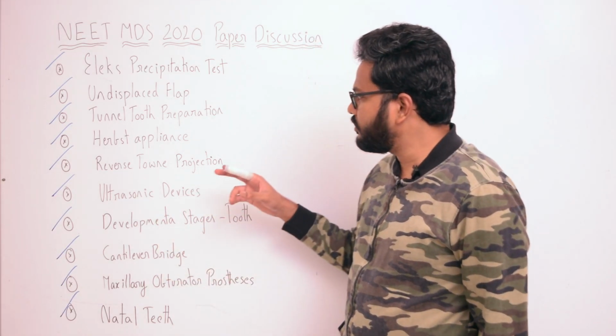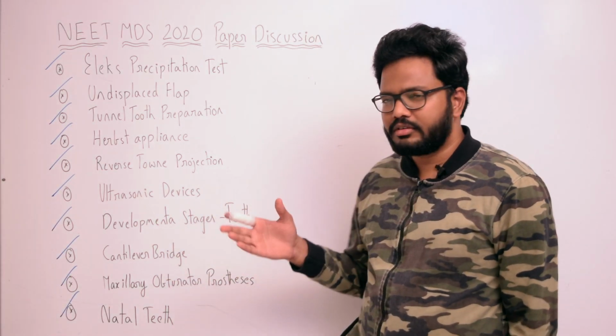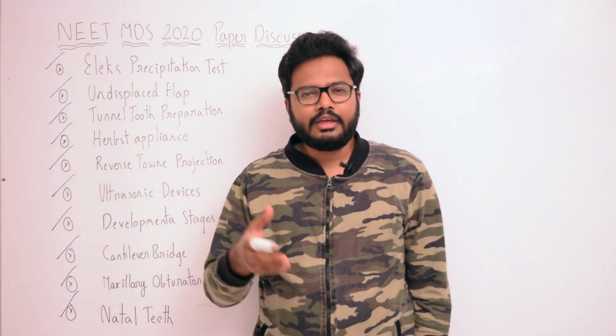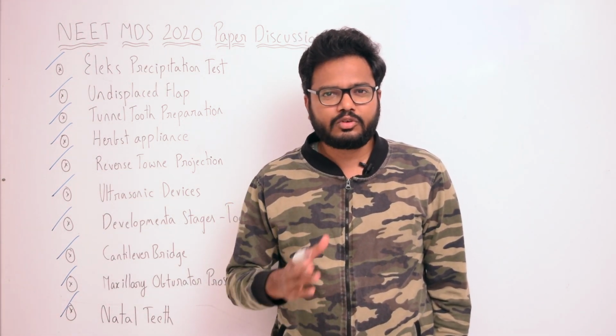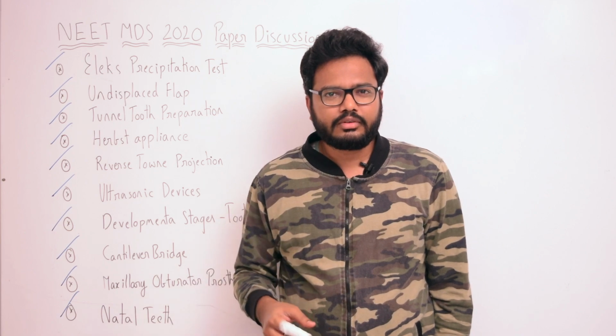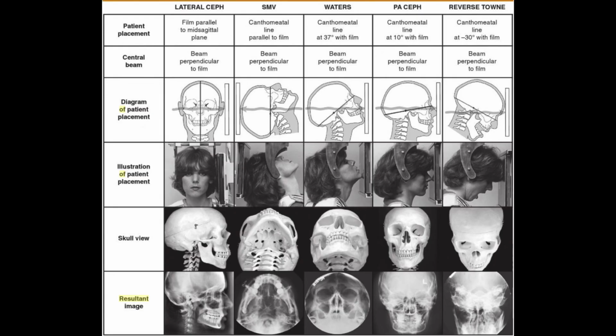Now let's move on to the next question, reverse Towne projection, which we discussed just before the exam in one of the revision classes where I showed you different extraoral projections. Extraoral radiographic projections: you can see lateral ceph, submental vertex view, Waters view, PA skull and reverse Towne. In case of reverse Towne, you can see the patient placement, the central beam orientation, an illustration representing patient placement, the skull view and the resultant image.